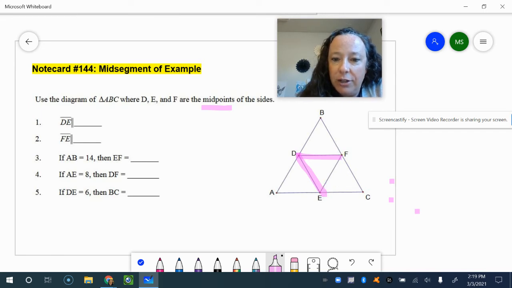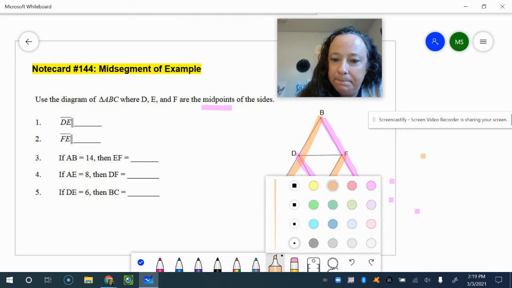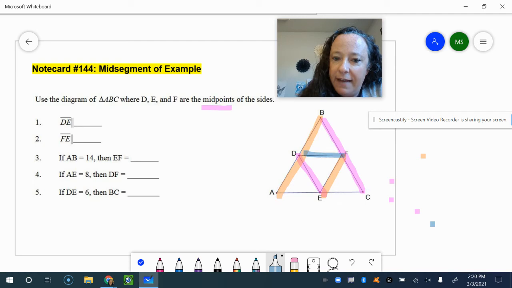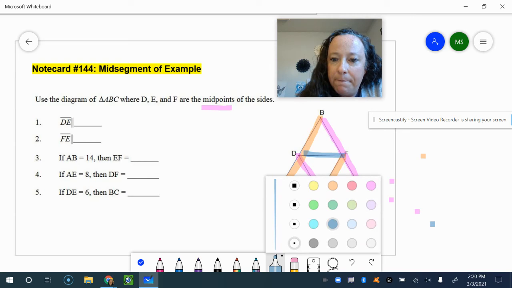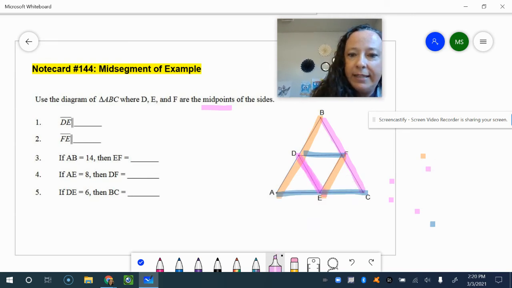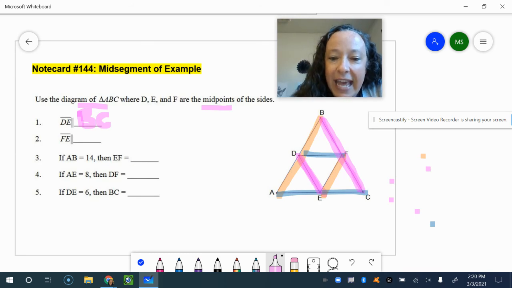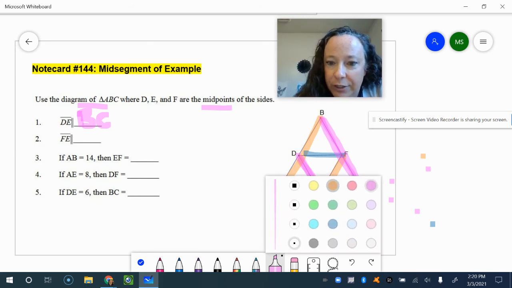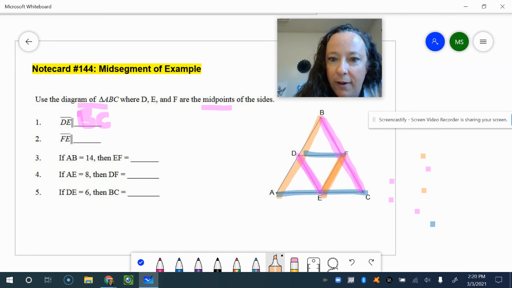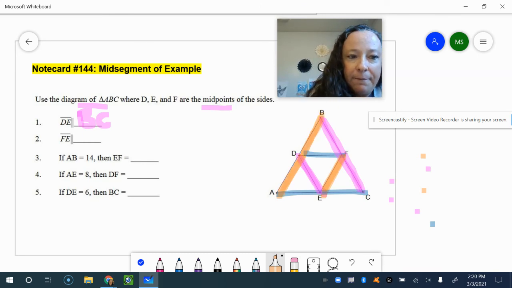DE is a midsegment to BC. EF is a midsegment to AB. And DF is a midsegment to AC. So I know that DE, which is right here, is going to be parallel to that third side. So it's going to be parallel to BC. And then FE is going to be parallel to that third side, BA.